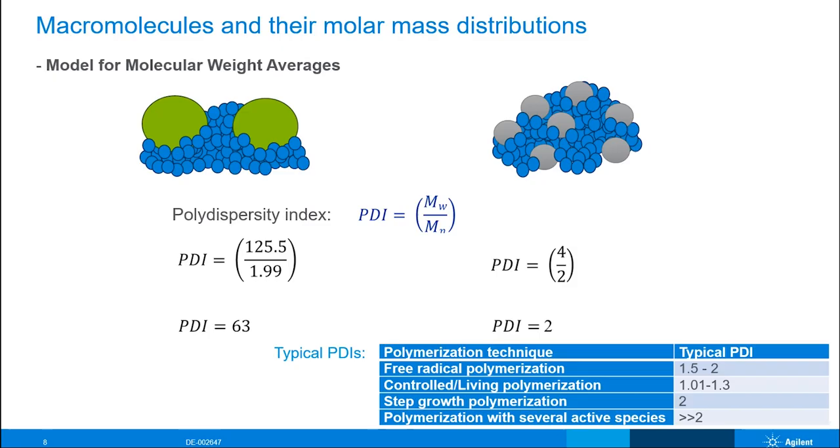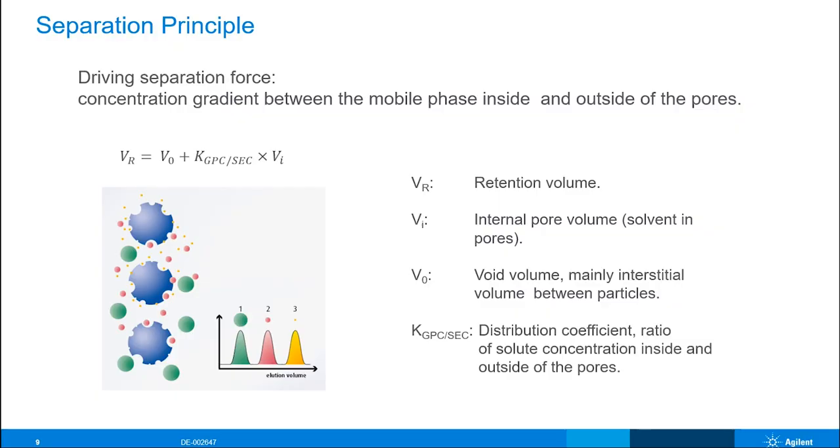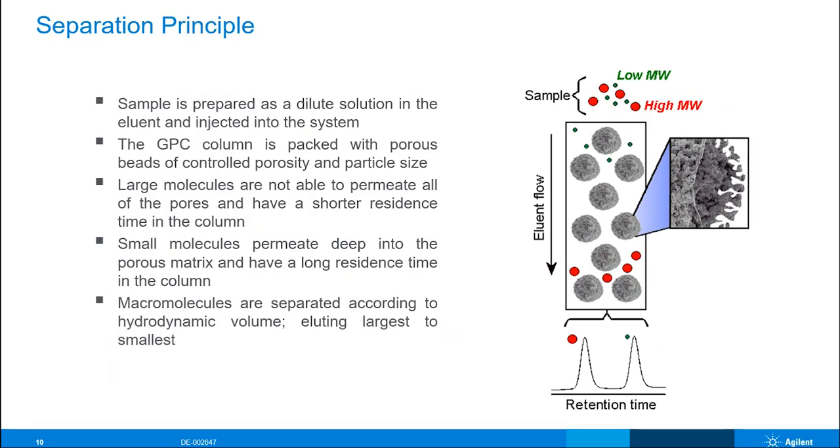Now that we know what these different parameters of MN, MW, and PDI are, the question is, how would we get these? Where does separation come from? When we're talking about separation in GPC and SEC, the driving force of separation here is a concentration gradient between the mobile phase that's inside and outside of the pores within the column. Here's a view on the right-hand side of an SEM image of one of these pores, but the principle works like this. The sample is prepared as a dilute solution and injected into the system.